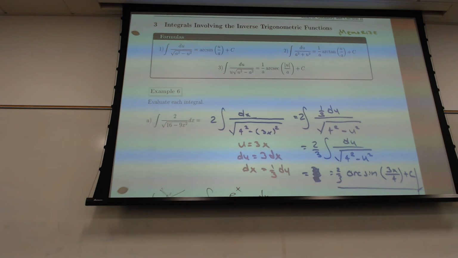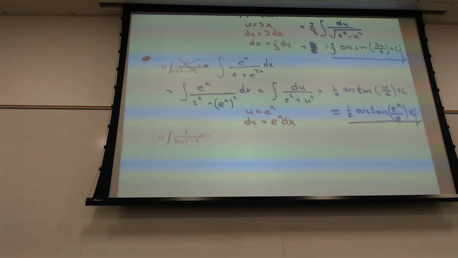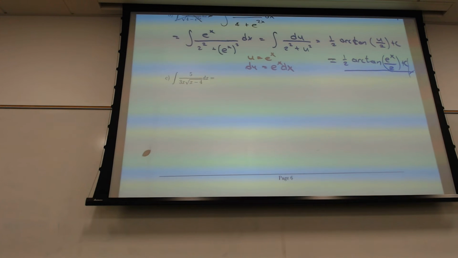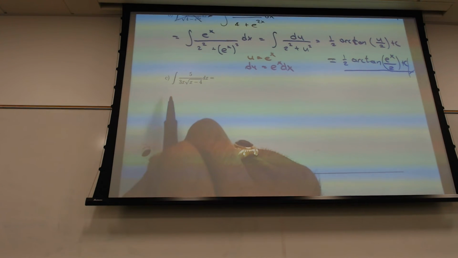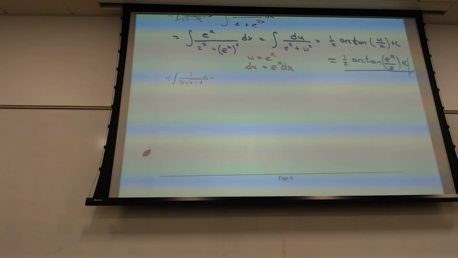So let's look at the next example. And yes, letter C, it's going to be a really interesting one to work with. Well, what about that one? So what do we have? The integral of 5 over 3x times the square root of x minus 4. All right, number one, we have a denominator with a variable term multiplying that radical.